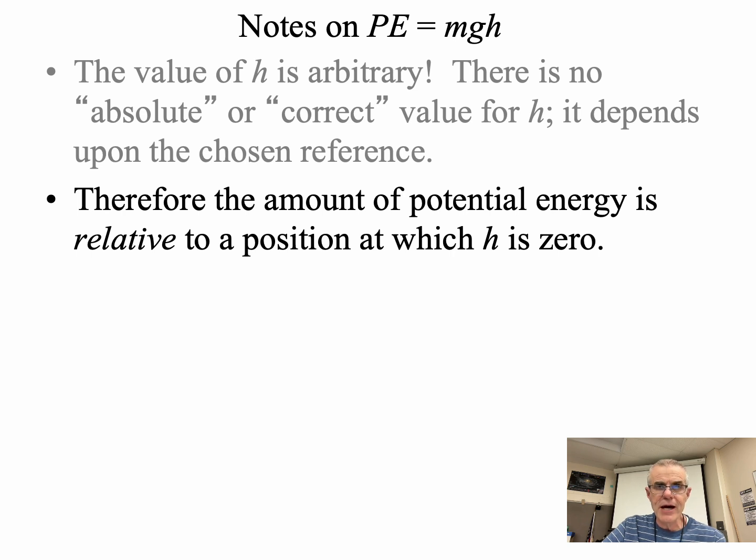In our cliff example, the ball has 2.9 kilojoules more potential energy being on top of the cliff than it would have if it were at the bottom of the cliff. So that's what we mean when we say relative.